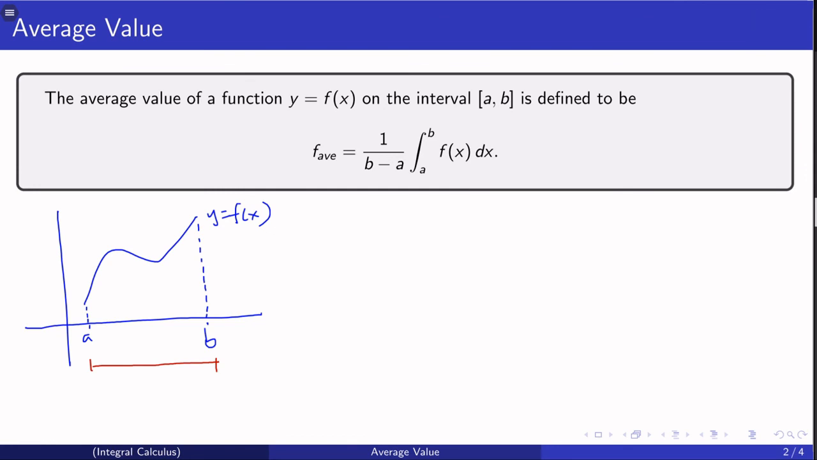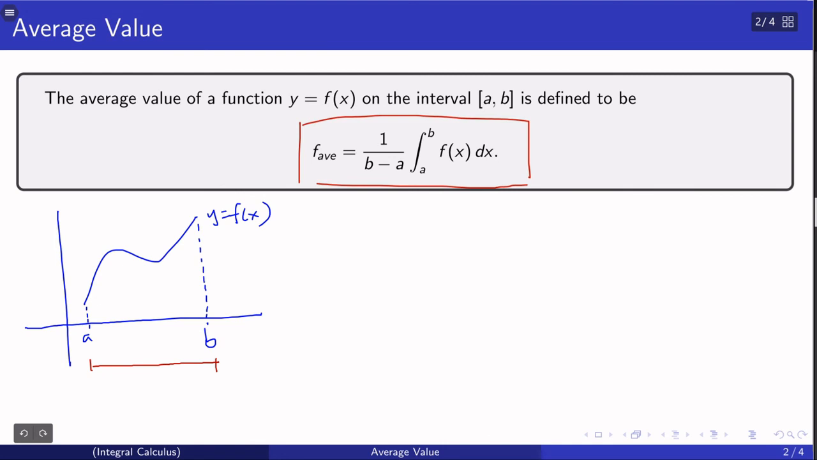And here you would probably complain and say, how is that possible? There are infinitely many real numbers in between a and b, right? So we can't add infinitely many things up and divide by infinity to get the average. Well, it turns out we can, right? That's exactly what this integral is doing here.